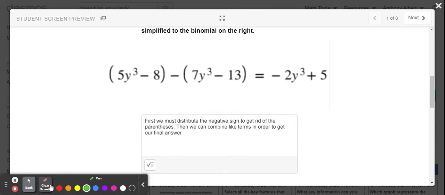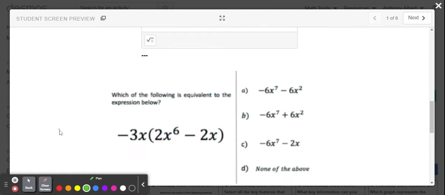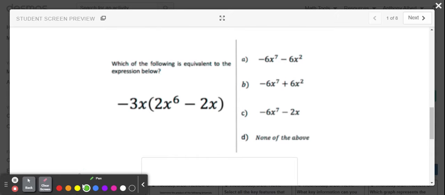All right. So on to the next problem. Problem number 3 says, which of the following is equivalent to the expression below? So basically, which of these answer choices is the same as this? You guys should all know by now that when you have a number outside of parentheses, it is the distributive property.